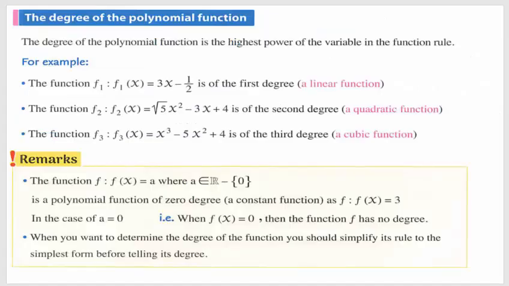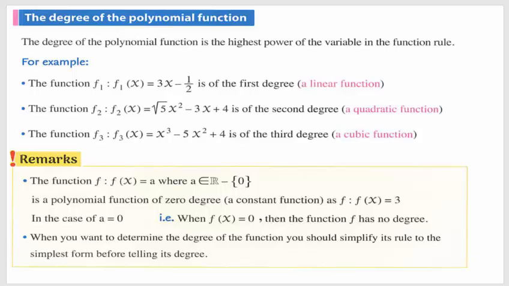What about finding the degree of the polynomial function? What is the meaning of the degree? The degree is the highest power of the variable, but take care, the highest power of the variable in the function after simplifying. So you should simplify first. Don't forget this point, which is very critical. You should simplify your function, then after simplifying, find the highest power to be its degree.